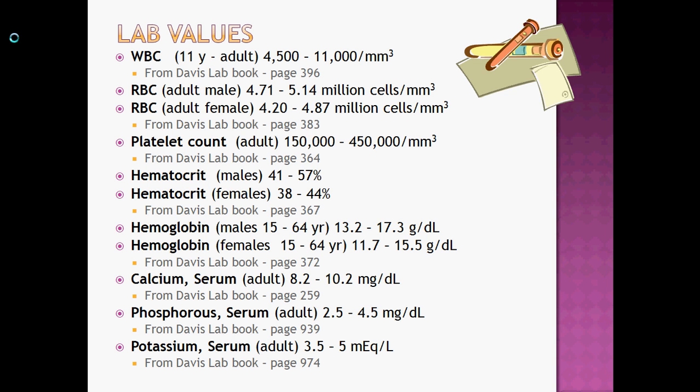Red blood cells for an adult male, we're looking at 4.71 to 5.14. You also see the female at 5.20 to 4.87. Platelet counts, remember anything much below that 150,000 number, your patient's going to have difficulty forming clots.